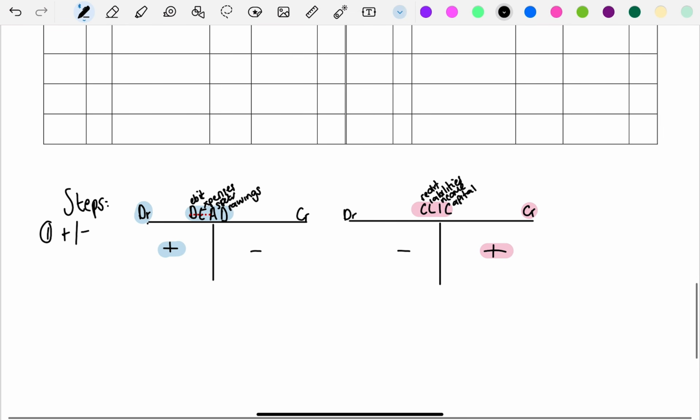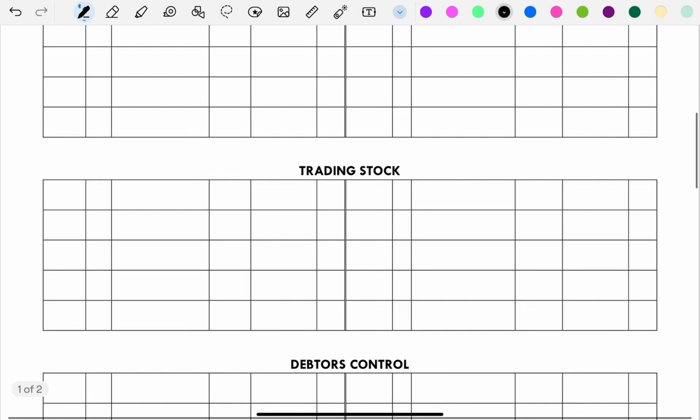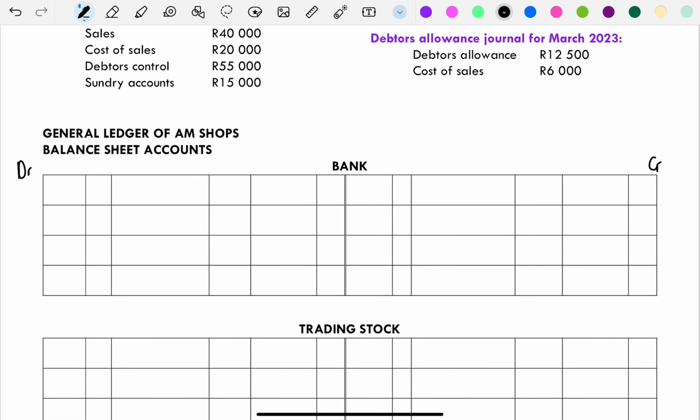So what we're going to do now is we're going to ask for each account what type of account it is. Bank is an asset, and because it's an asset, it forms part of my dead accounts, which increase on the debit side. And you'll see this is always the case, so this is not going to change.